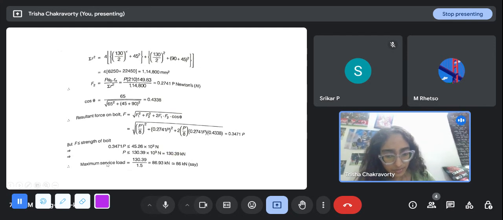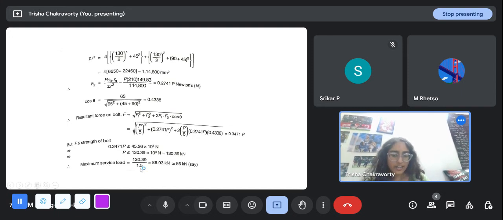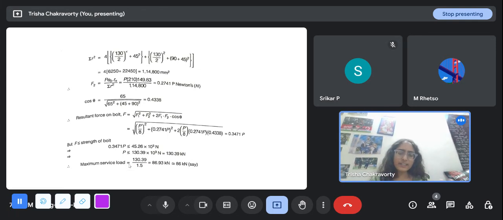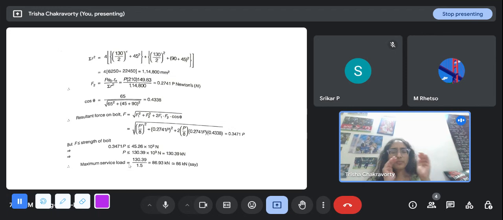The service load means the working load, okay? Service load is the design load divided by the load safety factor that we generally take as 1.5. 1.5 is what we apply on dead load, so you can take it as 1.5. There are a lot of other combinations, like in dead load plus live load combination the safety factor is 1.2, but here you can take 1.5. You have to mention why you are taking that.